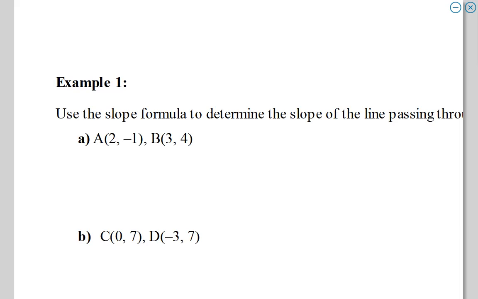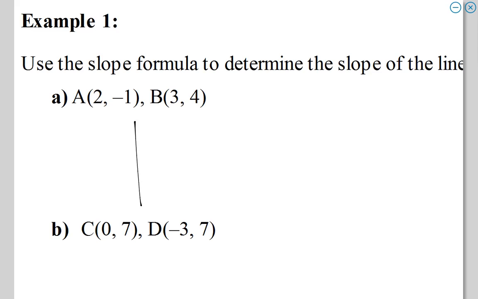Okay, so this one here, we're just going to do a quick sketch, but we're going to use the formula. So where would 2, negative 1 be? Which quadrant would that one be in? 2 to the right and 1 down, you would be right here. That would be quadrant 4. That's point A. And where's point B going to be? 3 to the right, but 4 up. And then all you have to do, you guys, is connect those 2 points.